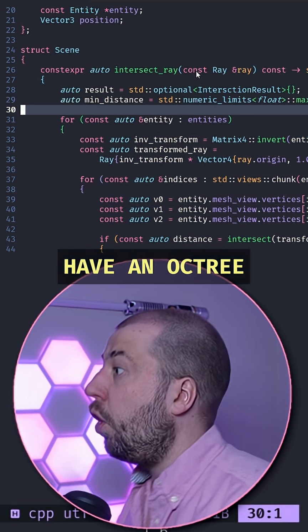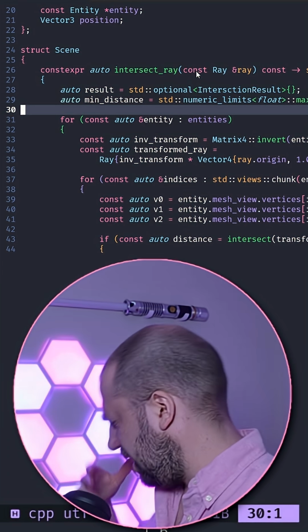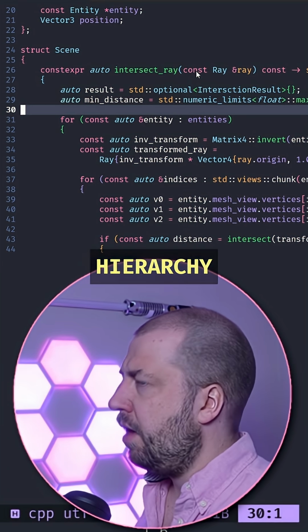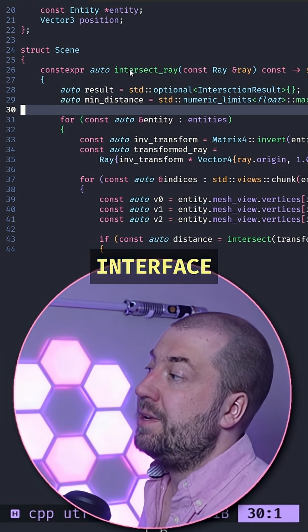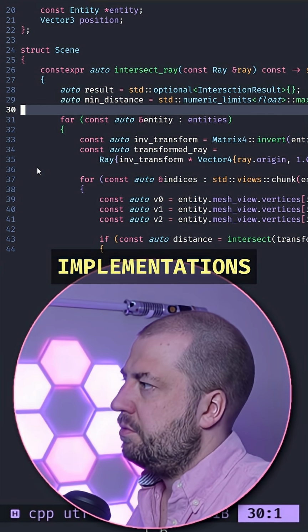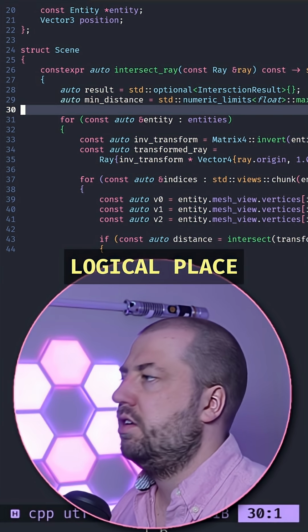You might then have an octree, or what was it? Like a bounding volume hierarchy. So I think scene might actually eventually become an interface through which you could have different implementations for these kind of things. So it just seemed like a logical place to stick it for me.